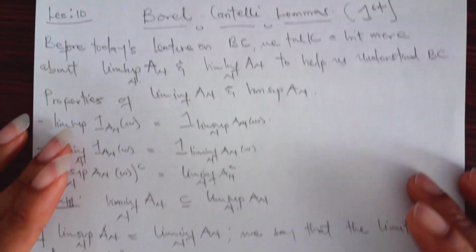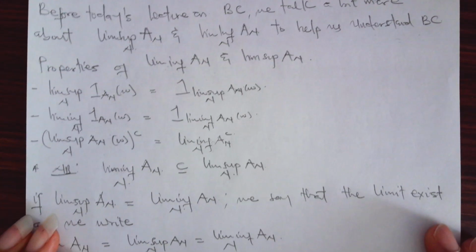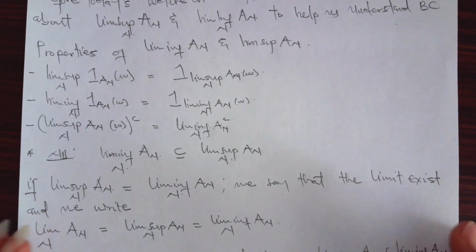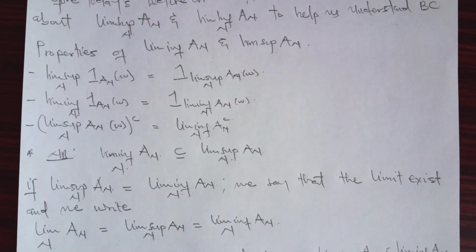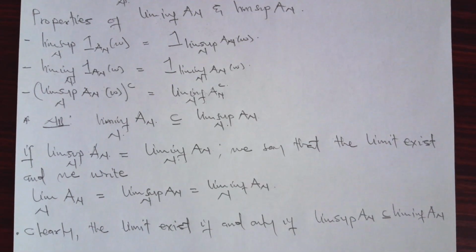Always note that the lim inf of An is a subset of the lim sup of An. So if the lim sup of An is equal to the lim inf of An, we say that the limit exists, and we write the limit of An as equal to the lim sup of An, which is equal to the lim inf of An. Since we know that the lim inf is always a subset of the lim sup, the limit exists if and only if we can prove that the lim sup of An is a subset of the lim inf of An. The first inclusion is true, so it suffices to prove that the lim sup of An is a subset of the lim inf of An. Then we prove that the limit of the event exists.